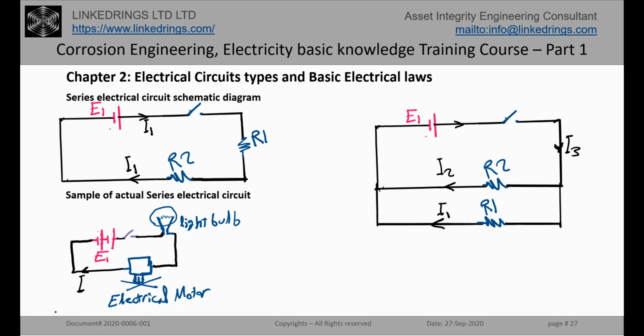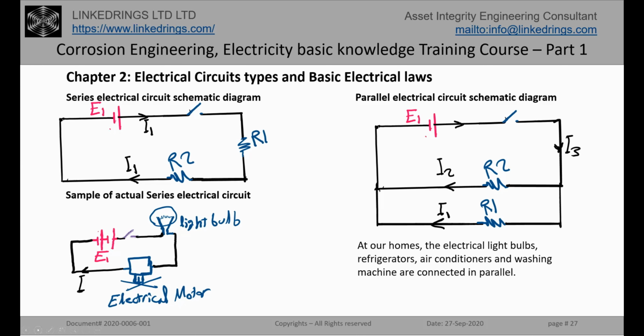Now, this is another example of a circuit where the 2 loads are connected in parallel. We call it a parallel circuit. In our house, all the loads are connected in parallel. Why? Because if they are connected in series like that and there is an outage here, like the light bulb is damaged, the motor will not run, for example. And there is another reason also.